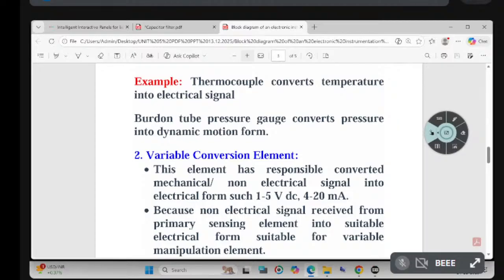The electrical forms are voltages such as 1.5 V DC, or currents such as 4 to 20 milliamps. Current and voltage, they can be converted. Temperature, pressure, humidity, all come under mechanical or non-electrical and should be converted to electrical. The variable conversion element converts the non-electrical signal received from the primary sensing element into a suitable electrical form.